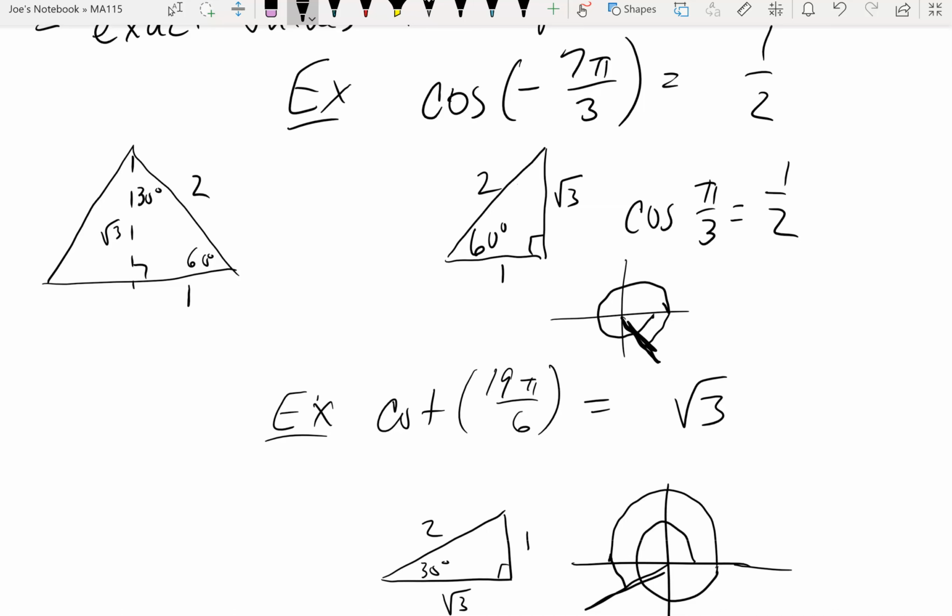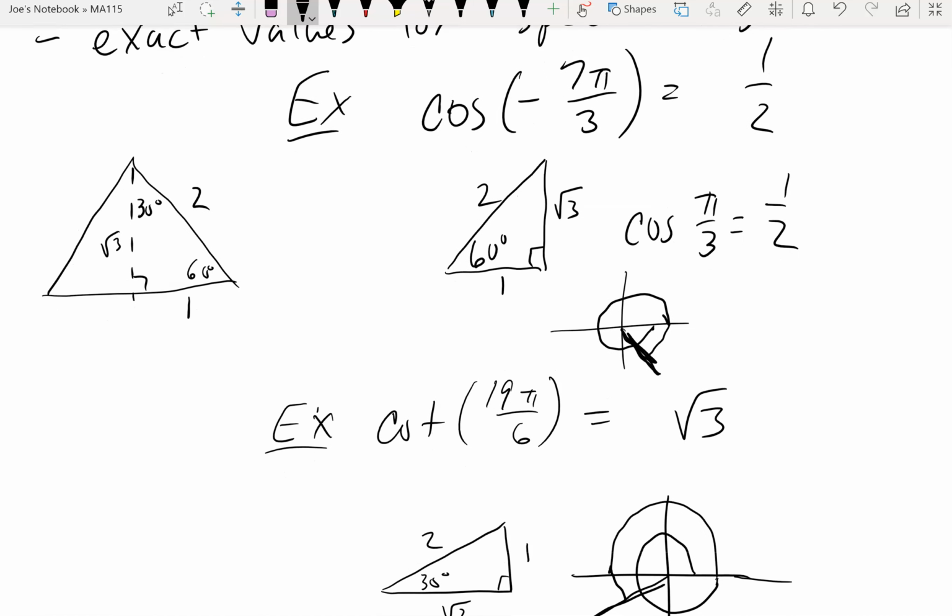Yes? Is the reference angle just pi over whatever the denominator is? Yep. For radians, it's always pi over whatever the denominator is. For degrees, it's harder. You actually have to do some subtraction. But for radians, the reference angle is always pi over whatever the denominator is, as long as the fraction's reduced.